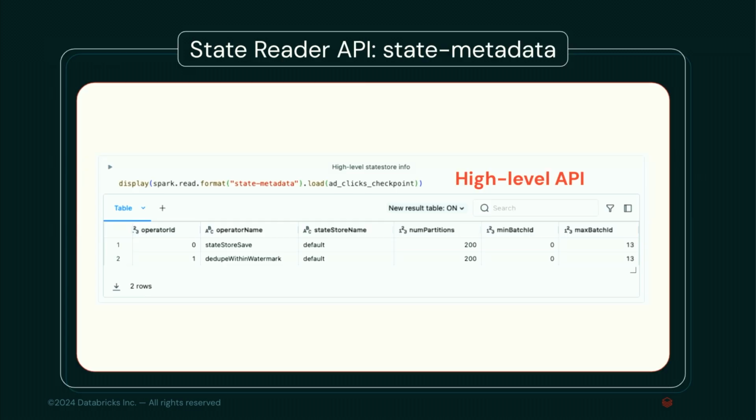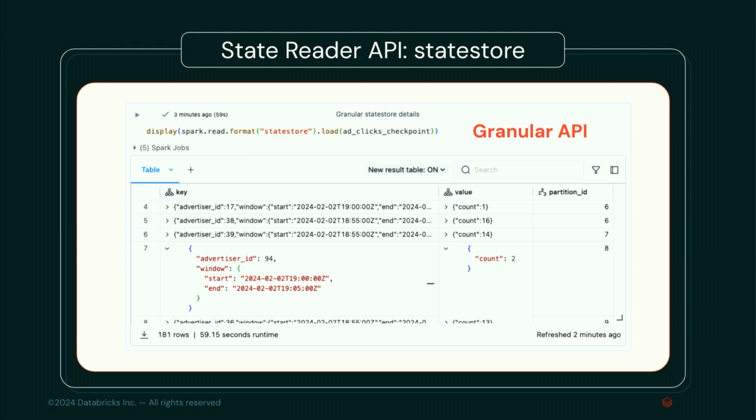We provide two reader data sources for streaming state. One is a high-level one called state-metadata. In this data source, you see that we can just use the familiar API, spark.read.format, the format name, and load. It will print the very high-level information like the operator ID, the name, and the state store name for you to debug your state store. And we also provide a low-level data source called statestore. This one provides the low-level view of your state store, which is actually a key-value format. So if you know streaming very well, you can look into these key-value rows and investigate your streaming application issues.